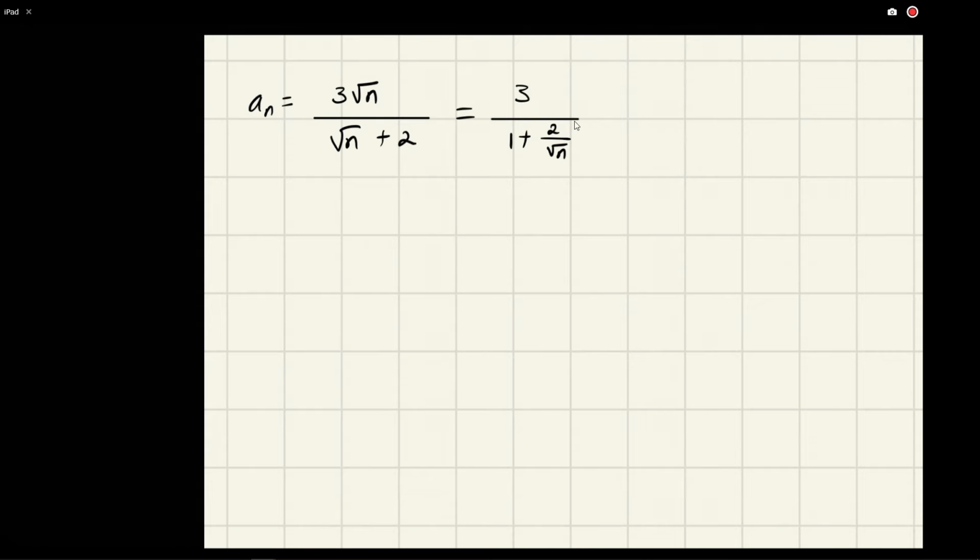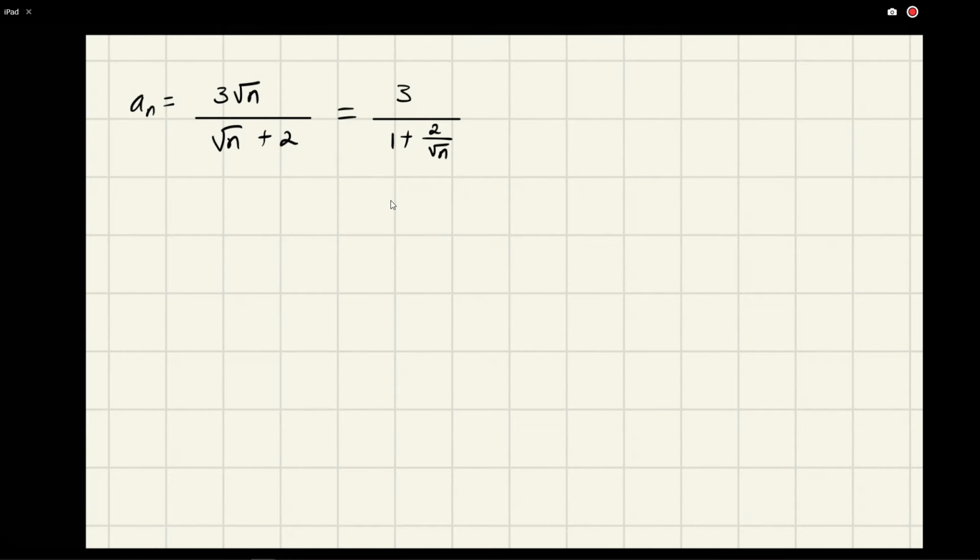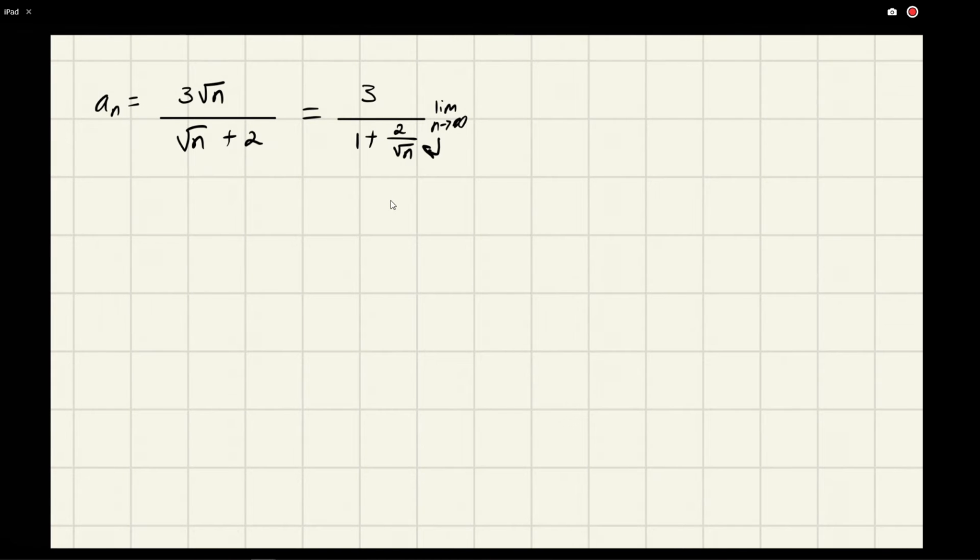So this is a much easier thing to take a limit of. So we will take the limit as n goes to infinity. I'm writing it on this side just because this is what we're taking the limit of. Okay, we'll have an arrow. And so if we take the limit of this thing, we are going to get 3 over 1 plus, and then 2 over infinity is 0, so that's just 0. So we see that it actually converges to 3.